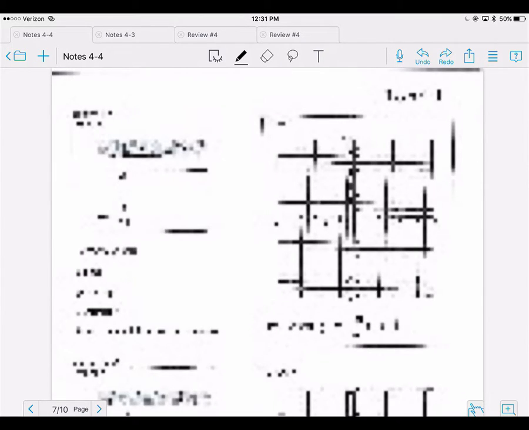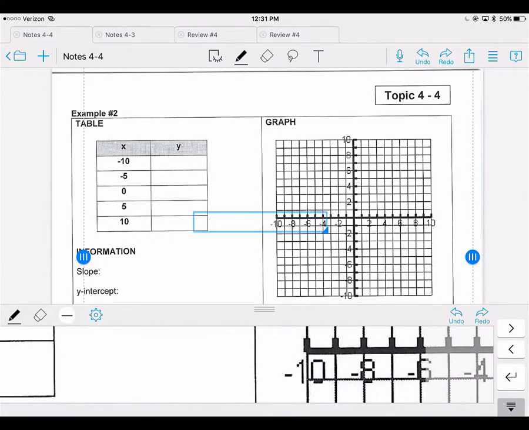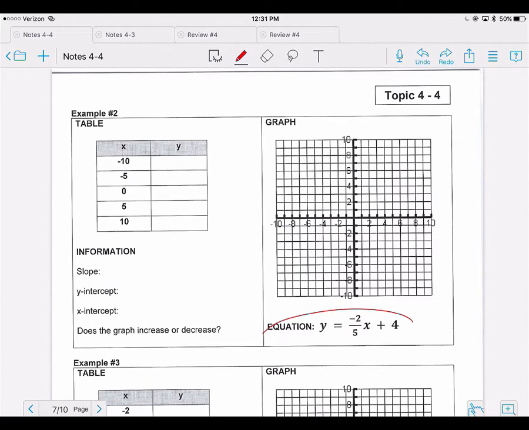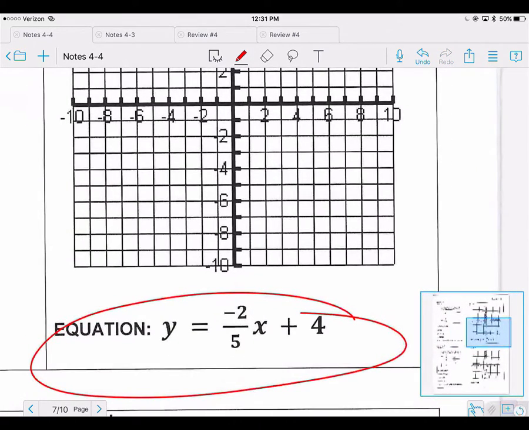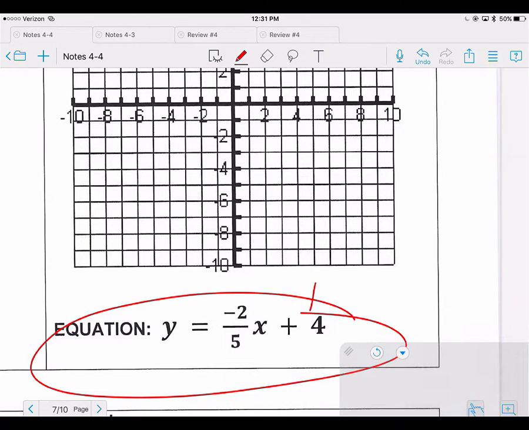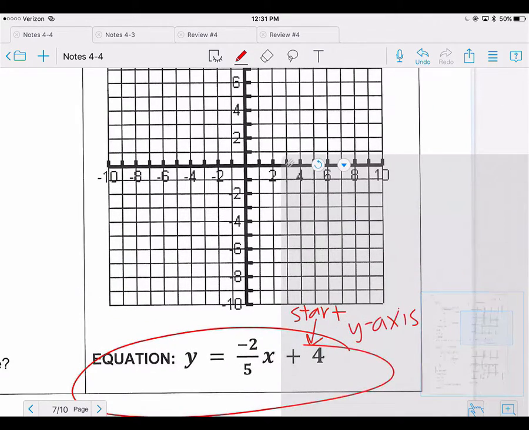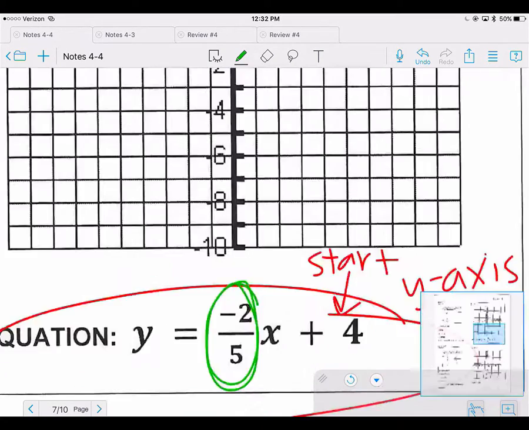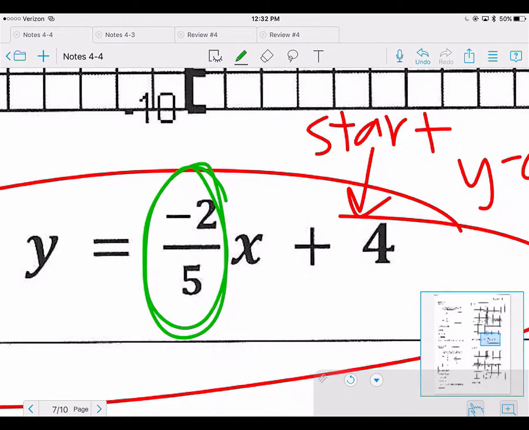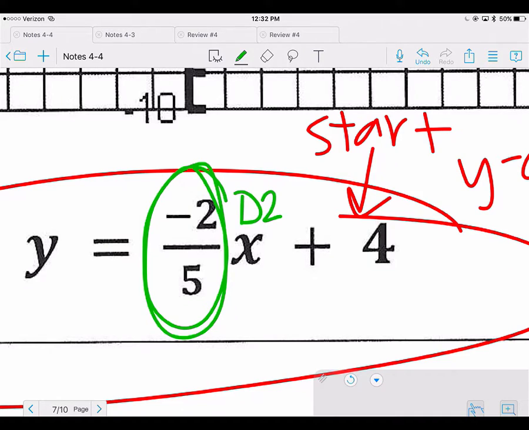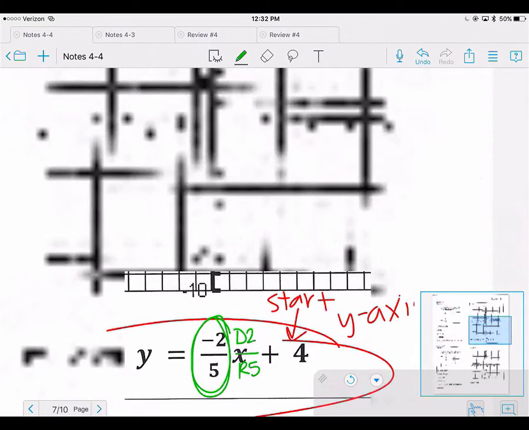So let's look on the back. We're going to do this one together. This problem gives us our equation, so let's start by graphing it. When I graph, I start here on the y-axis. I start at 4. So 4 is positive, so I'm going to go up and start at 4 on the y-axis. Now I'm given my slope, -2 over 5. Yesterday you just had to be able to identify it. Today we're graphing it. Remember, a negative means we're going to go down, and then we always go to the right. So down 2 to the right 5.